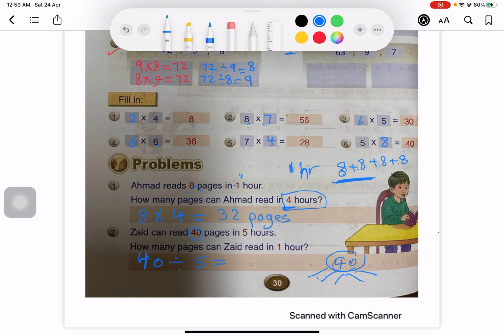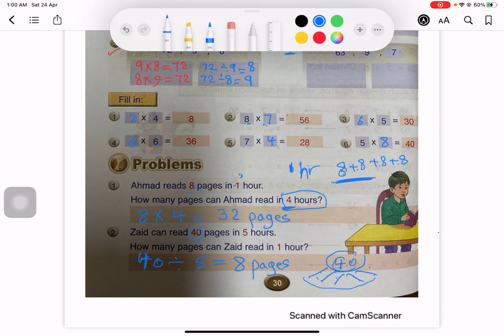What number, when you multiply by 5, you got 40? Yes, so it's 8. So how many pages can Ziyad read in 1 hour? He can read 8 pages. In 1 hour, he can read 8 pages. Why? Because they said for us the total is 40. He didn't read the 40 in 1 hour. He read the 40 in 1, 2, 3, 4, 5 hours. So you are going to divide this 40 by 5 to get how many pages he reads in 1 hour. So he can read 8 pages.